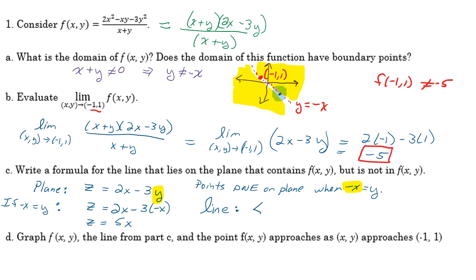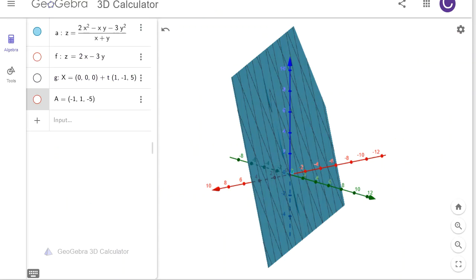Okay, so what's the x value? Well, the x value is just x. What's the y value? Well, if I use this relationship right here, my y value is going to be the opposite of x. And then my z value would be 5 times x, which I found over here. Okay, let's go take a look at that. So I've got that input right here.